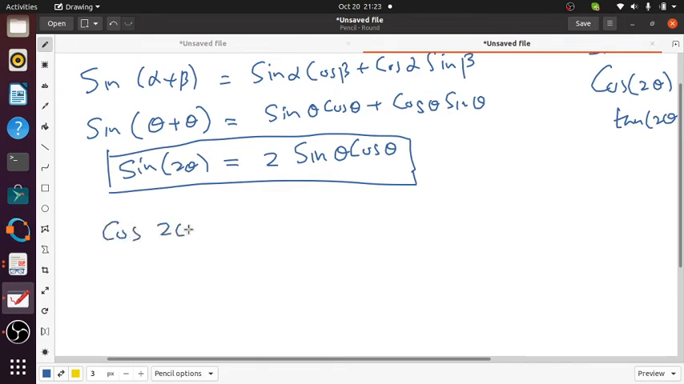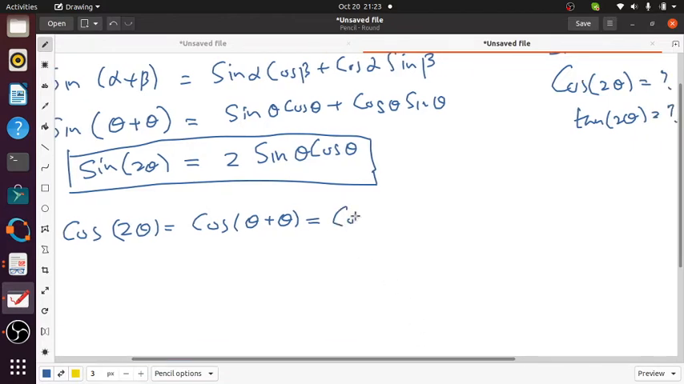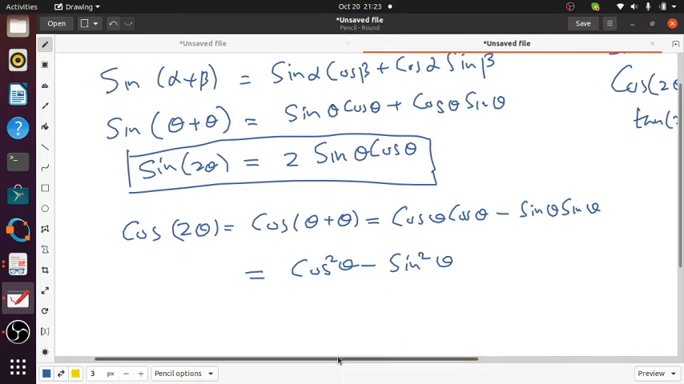So what about the double angle formula for cosine? Cosine 2 theta can be written as cos theta plus theta. So you can expand this: cos theta cos theta minus sin theta sin theta. So this is equal to cos square theta minus sin square theta. So this is the double angle formula for cosine 2 theta.